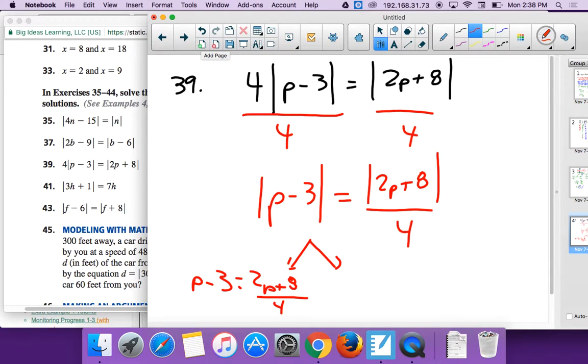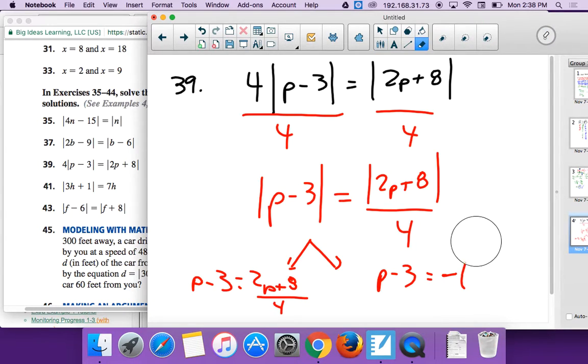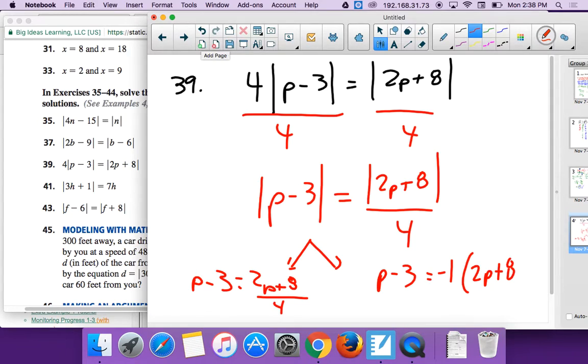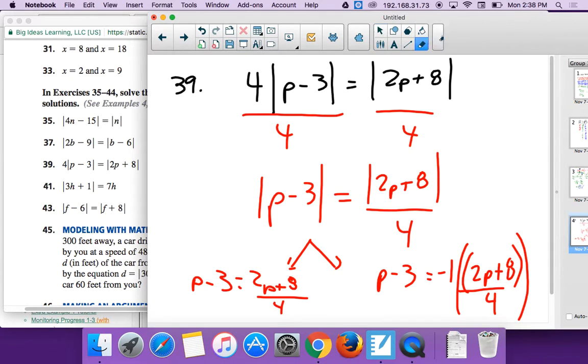And your other equation would be p minus 3 equals a negative. I might as well put a negative 1 up here just so you can see it, makes it easier. A negative 1 times 2p plus 8 all over 4. And this whole thing would be multiplied by a negative 1, which can get a little complicated as you see there. So what I would recommend is not doing it this way, but it would work.